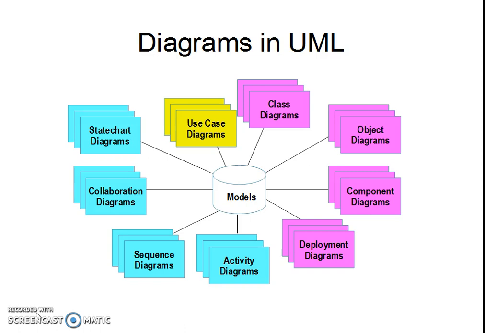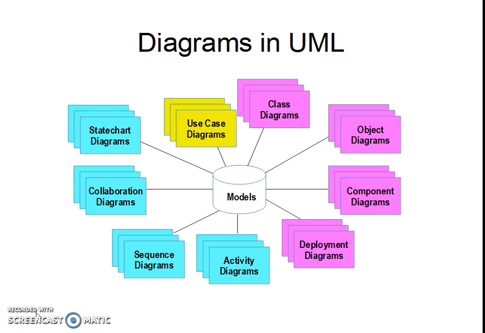So, a model can be broadly categorized into 9 diagrams. For example, the class diagram, object diagram, component diagram, deployment diagram, activity diagram, sequence diagram, collaboration diagram, state chart diagram and the use case diagram. So it is not necessary that a single model will cover all the aspects of the system.